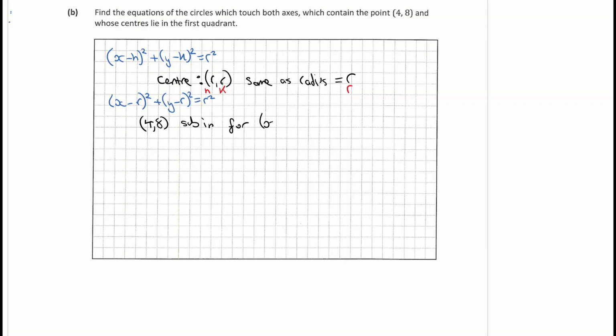for x and y. So it must verify the circle. So if I sub that in, it should satisfy it. It should equal to 0 basically. So that's all I'm going to do.